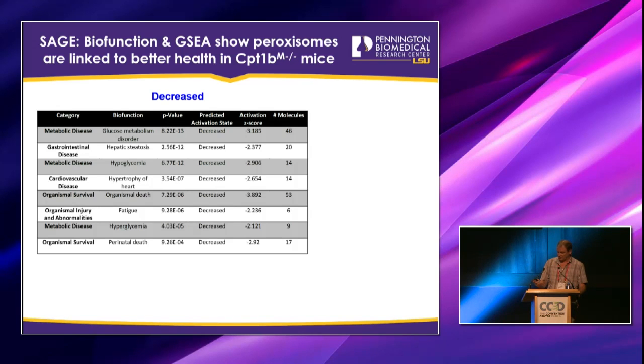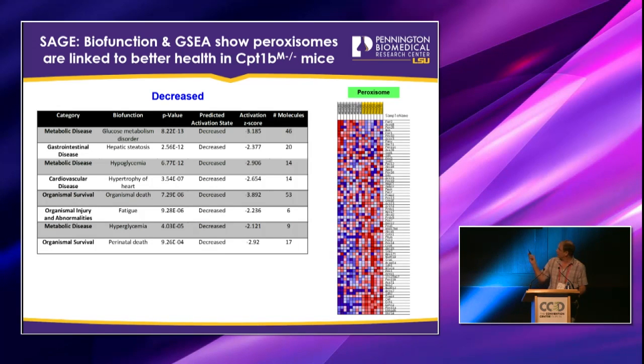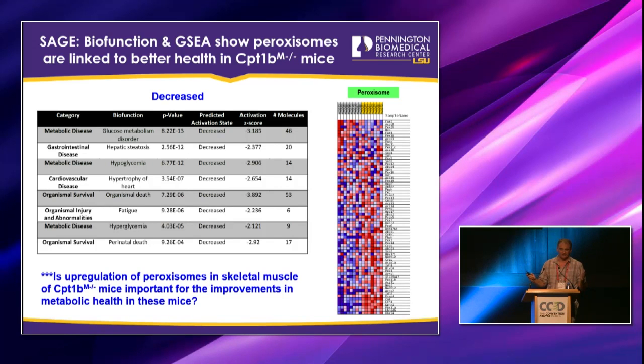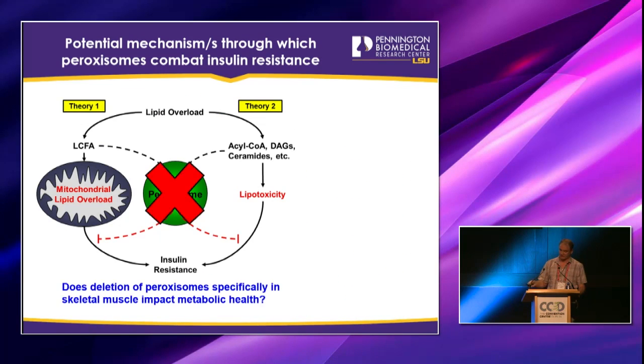So we were pretty excited about that, but what really made me excited is when we did the gene set enrichment analysis, we saw that the peroxisomal pathways were the second most robustly upregulated metabolic pathways in these animals. So naturally, that just made me have to ask the question, is the upregulation in peroxisomes that we see in these animals critical for the improvements in metabolic health that we see? So in order to accomplish this goal, we developed a muscle-specific peroxisome-deficient animal model in order to test that.